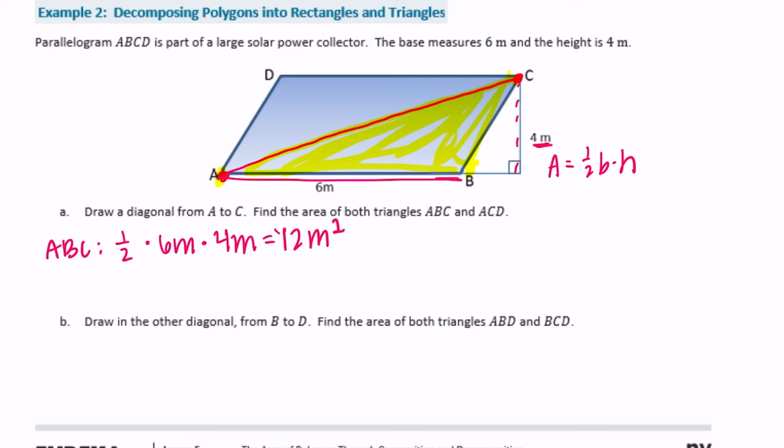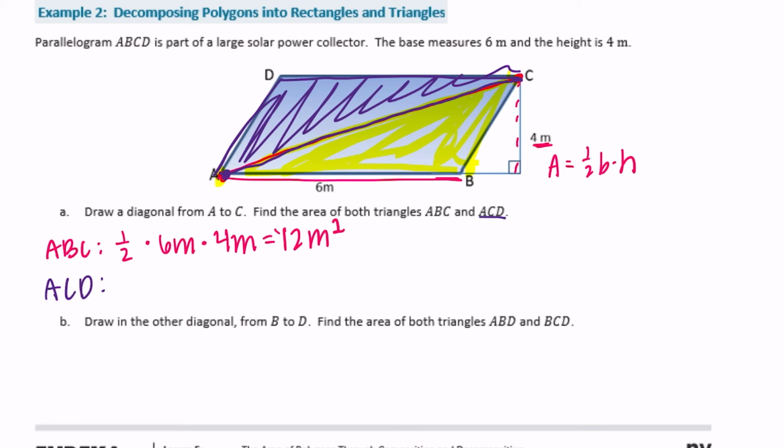If we were to do ACD, so now we're doing ACD, so this one right here, we have 1/2 times the base here. Since it's a parallelogram, these are parallel, so this is 6 meters, times the altitude here is also 4 meters. So that is equal to 12 meters squared.